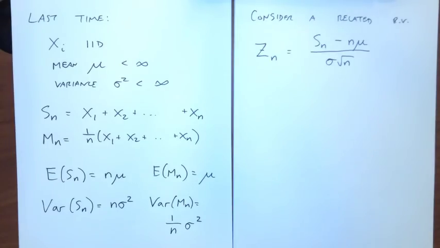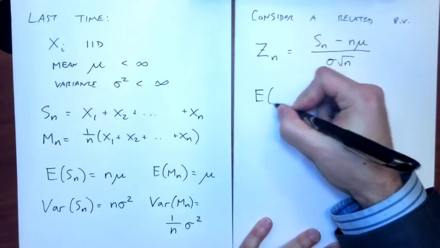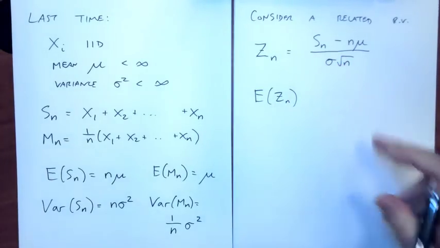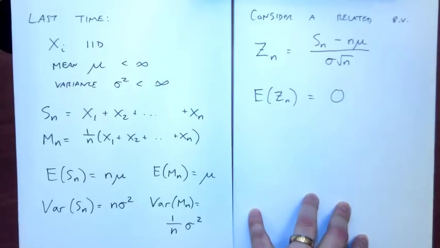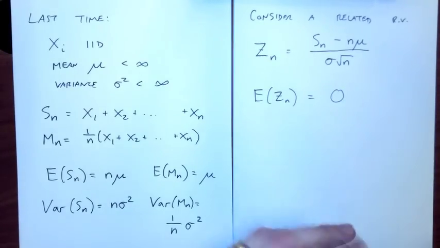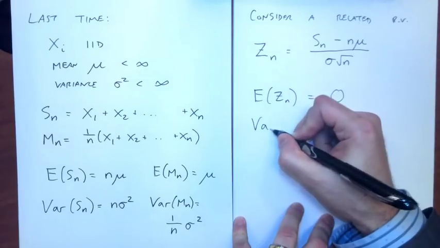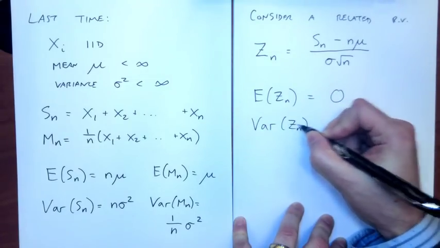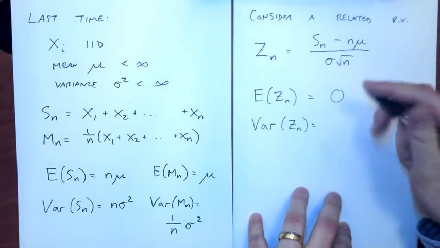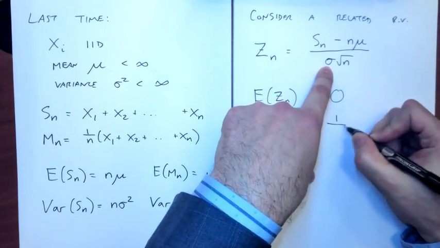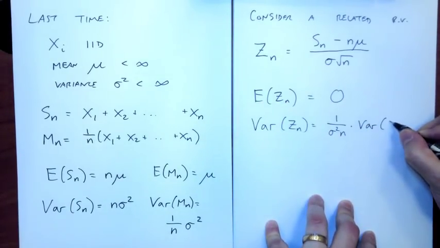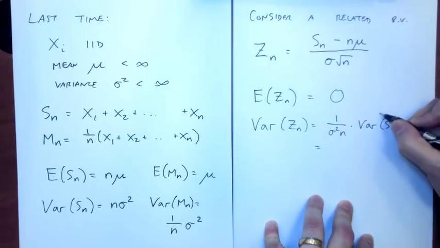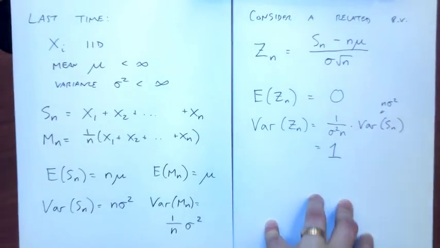By the same reasoning as before, we can compute the expected value of this. The expected value of the sum is n mu, and I'm subtracting off n mu, so this has got to have an expected value of 0, regardless of the denominator. And the variance is 1 over this squared times the variance of the sum, and this itself was n sigma squared. So the variance of this thing is 1.